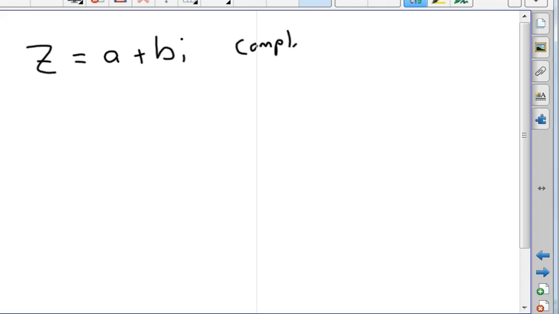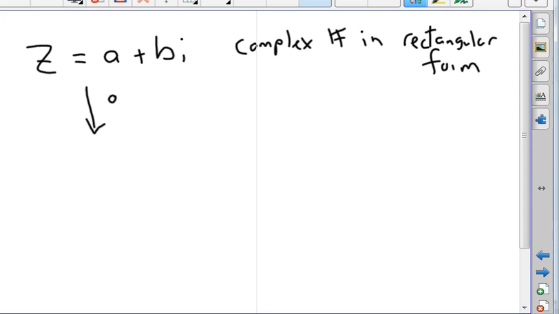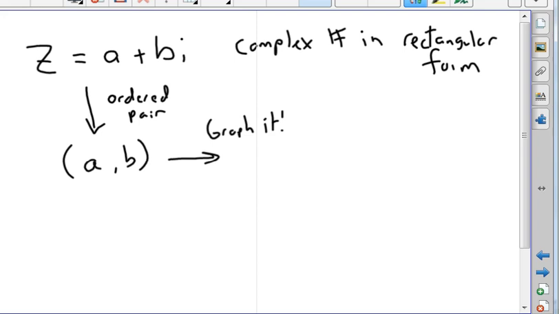So let's go ahead and say we have a complex number z equals a plus bi. Now this is specifically called a complex number in rectangular form. We can write that as an ordered pair, a plus bi, and then we could graph it. So just putting the real part in the first position, the imaginary part there, as the y position, the second position.